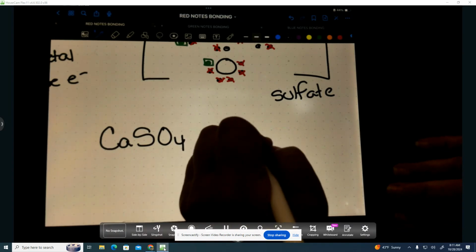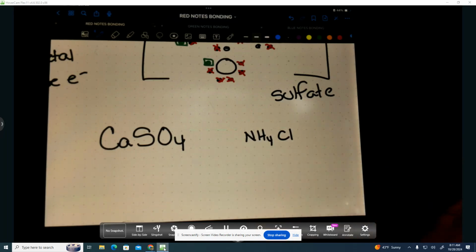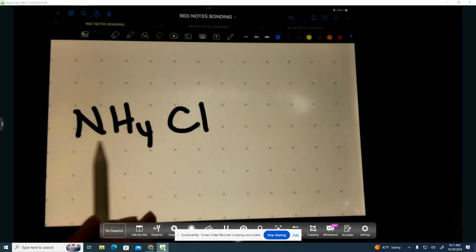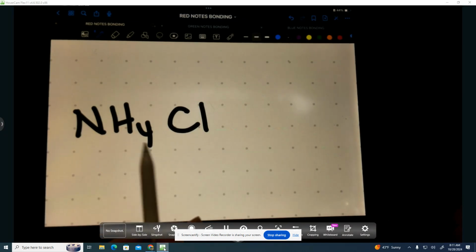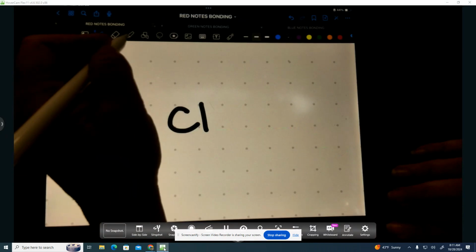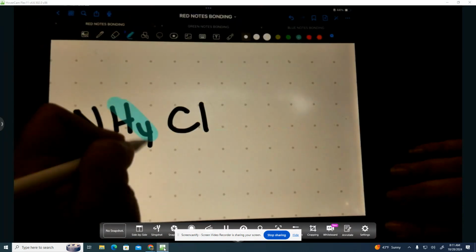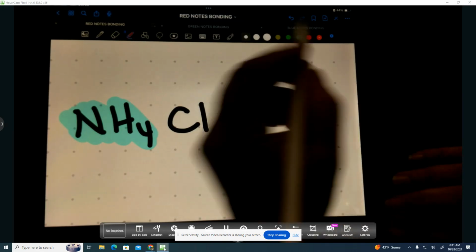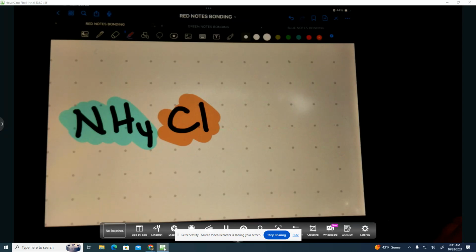Here's a tricky one. NH4Cl. Does that have both ionic and covalent? Yes, it's ternary. And you have a polyatomic ion right here. This is ammonium, NH4. So this has both ionic and covalent, even though they're all nonmetals. Because this whole thing right here is acting like the metal. That's the cation. And this right here is the nonmetal. Okay. So that kind of answers your question. Can you have both? Yes, you can have both.